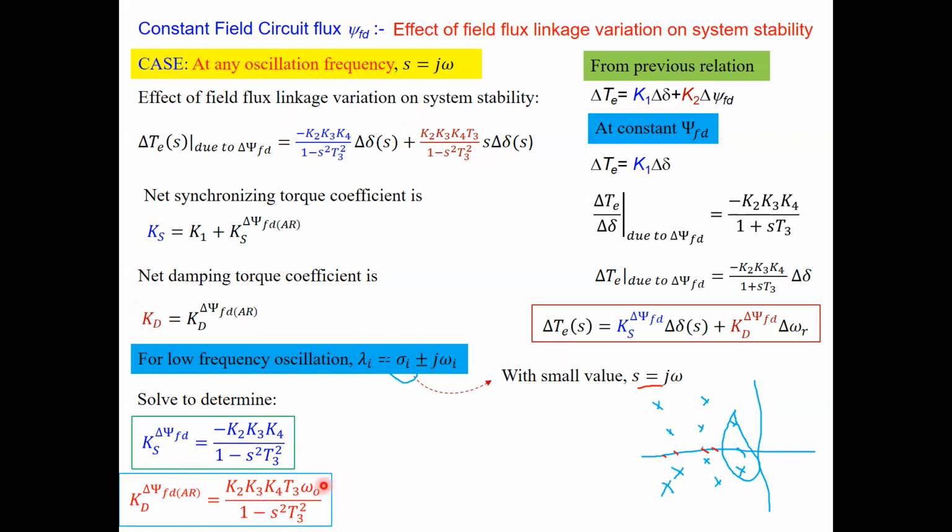And what is omega naught? That will be the rated angular speed, so it will be 314 radian per second or 377 radian per second. So we can solve this too, and then we can compute the values of Ks and Kd. But again, it is due to change in the field flux, due to armature reaction here.